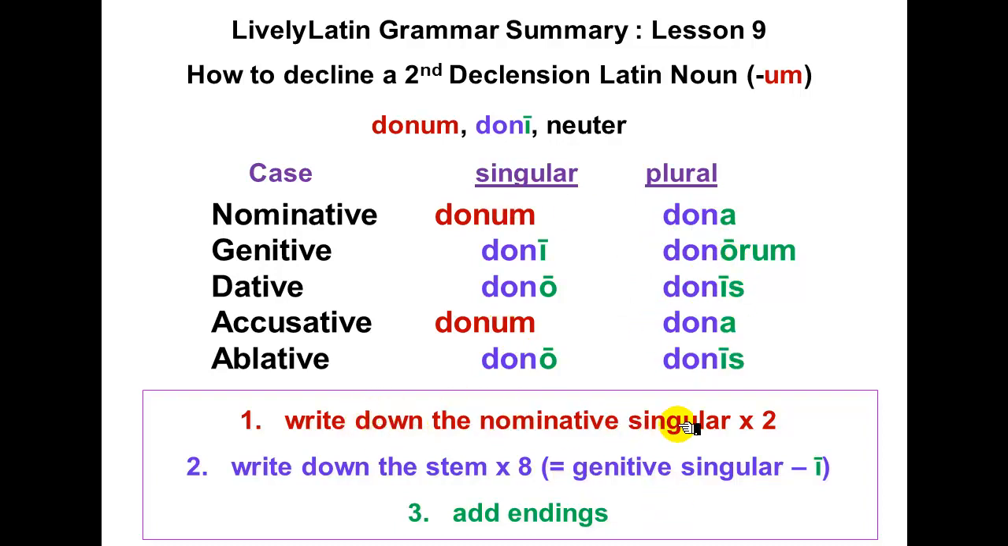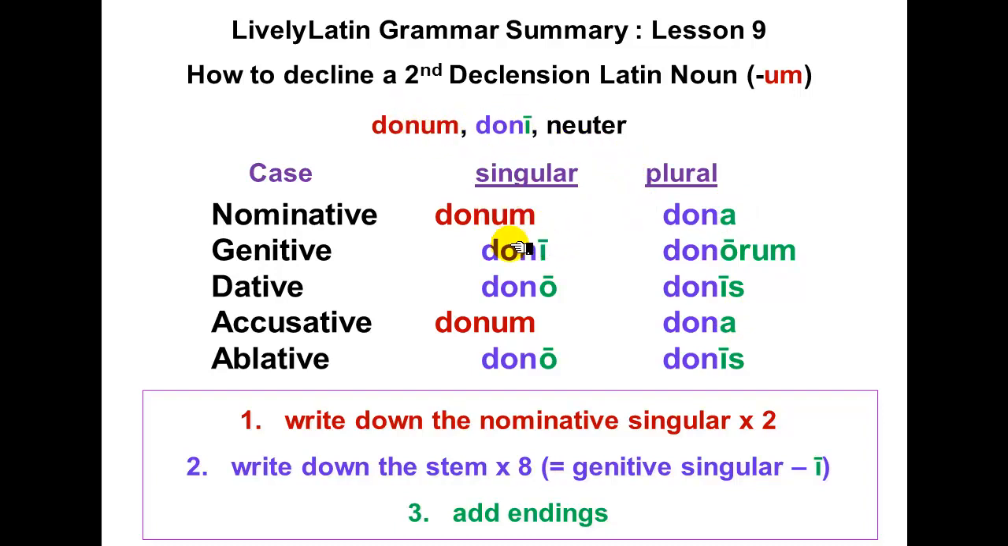Okay, so we write down the nominative singular twice, and we write down the stem eight times, the genitive singular minus the I. Then we add second declension neuter endings. These are basically the same as second declension masculine. The only places where you get some difference are the nominative singular and accusative singular of the neuter, and the nominative plural and accusative plural of the neuter. This word means gift, like our word donation.